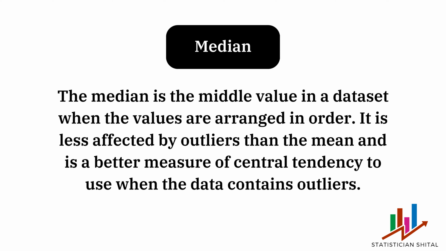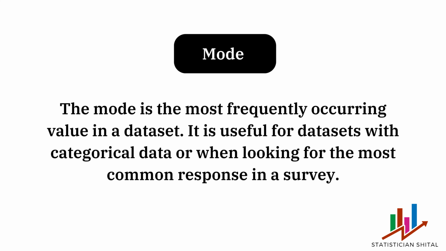When the values are arranged in order, it is less affected by outliers than the mean and is a better measure of central tendency to use when the data contains outliers. And the mode is the most frequently occurring value in a dataset. It is useful for datasets with categorical data or when looking for the most common response in a survey.